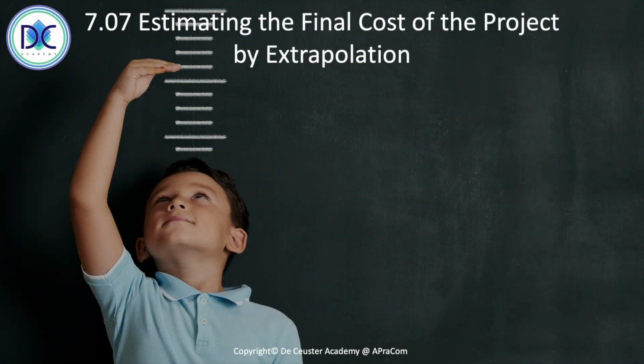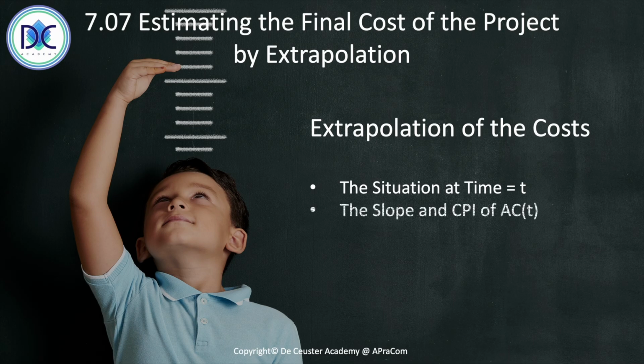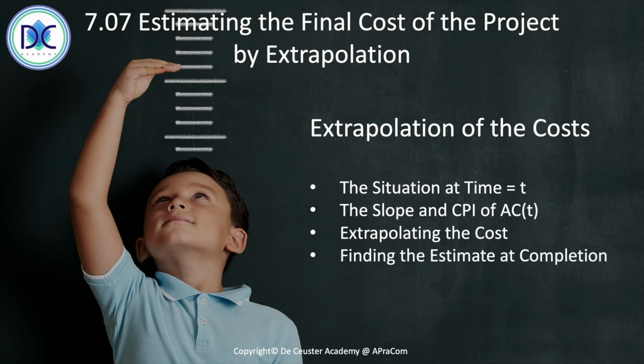Great seeing you here in this new video, and in this video we're going to extrapolate to the final cost of the project. So we're going to extrapolate the costs, but we're going to use the same principle like we did with the extrapolation of the time, and we are going to look at the initial situation, the situation at time t. In our case it will be period 6. We will consider the slope of the CPI and the actual cost, and then we also are going to extrapolate the cost, and we find the estimate at completion in this case.